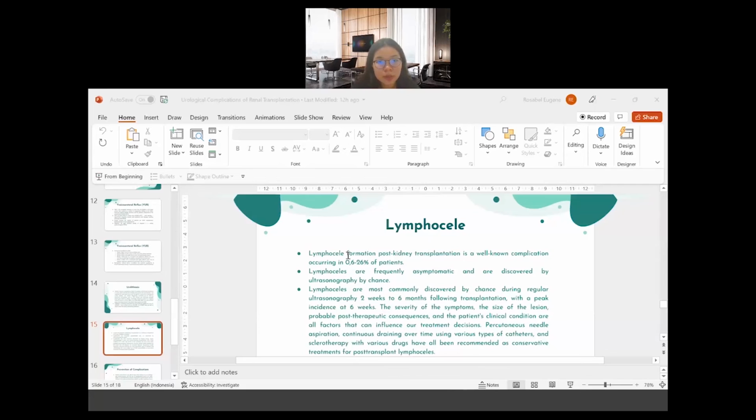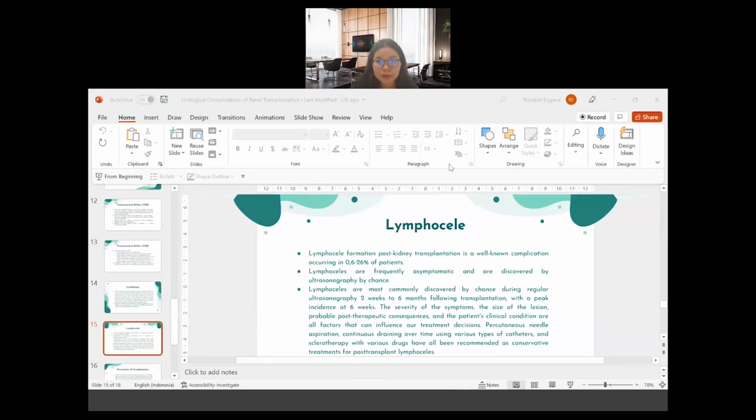The severity of the symptoms, the size of the lesions, possible post-operative consequences, and the patient's clinical condition are all factors that can influence our treatment decisions. Percutaneous needle aspiration, continuous drainage over time using various types of catheters, and also sclerotherapy with various drugs have all been recommended as a conservative treatment for post-transplant lymphocele.